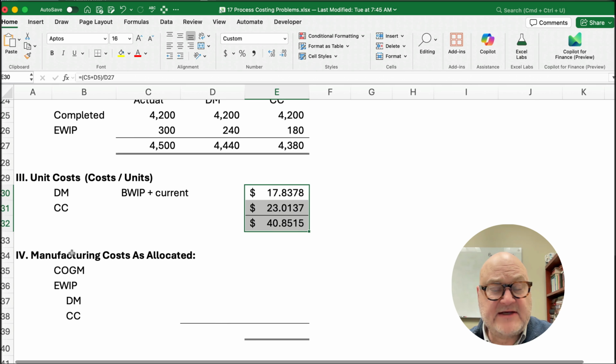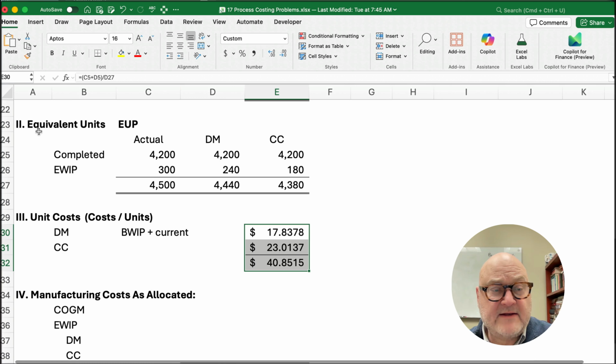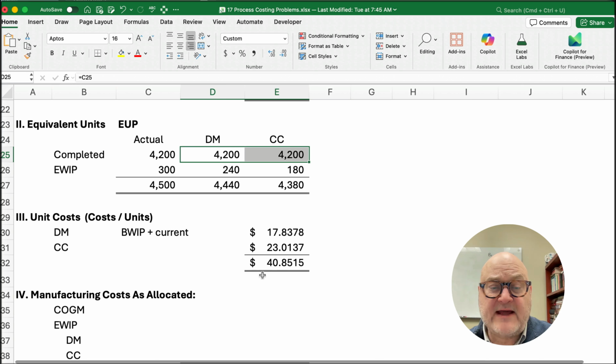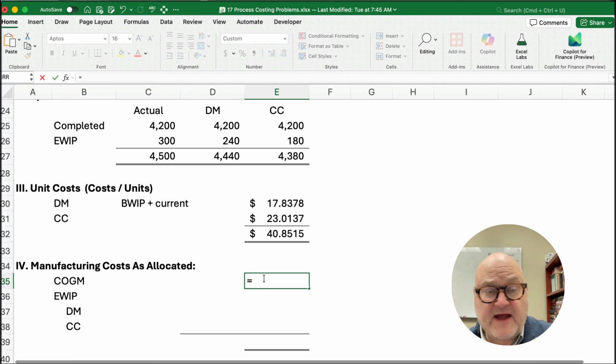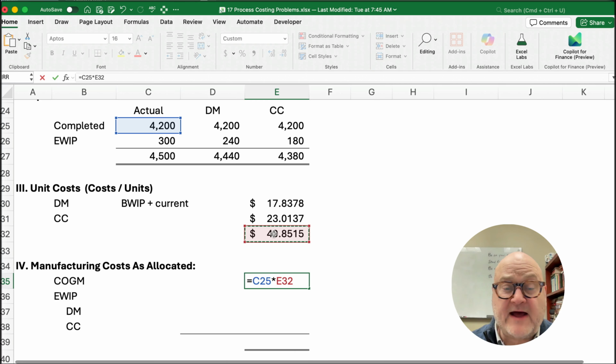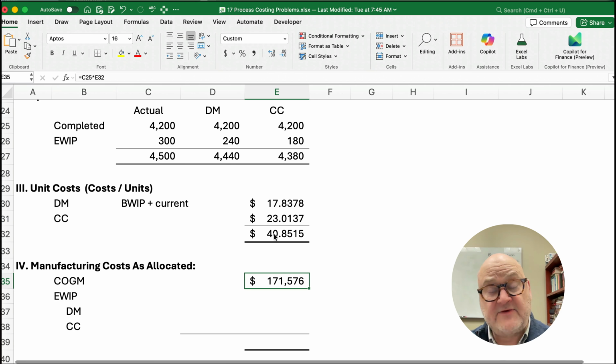Now the last section follows the format of the units right here. We're going to take 4,200 times the $40.85, all the decimals, right? And we're going to take the 240 times the 17.8378, and the 180 times the 23.0137. So what is our cost of goods manufactured? Well, we have 4,200 that cost us each about 40.8515, and it'll come to some decimals. We're going to drop the pennies and round it to whole dollars.